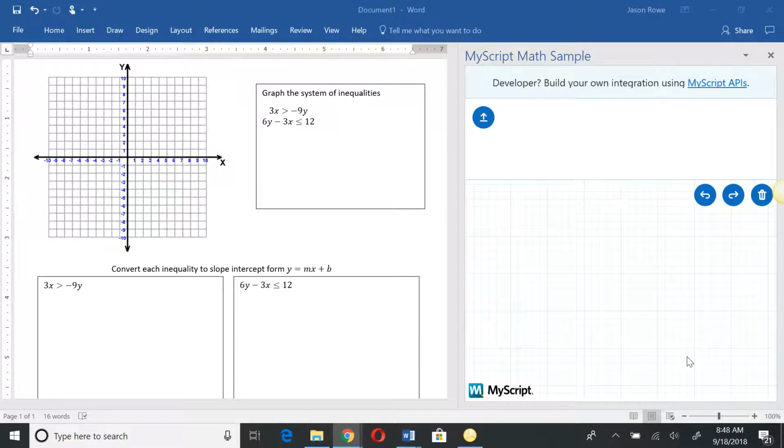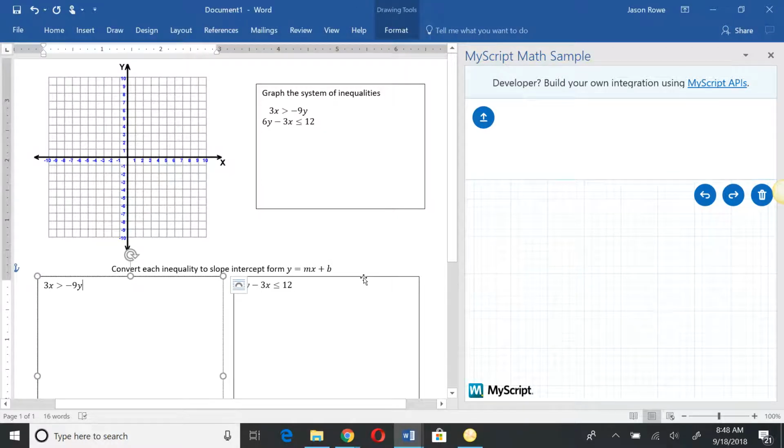So let's get started. What do we have to do here? We have this system. 3x is greater than negative 9y, and 6y minus 3x is less than or equal to 12. To graph, we want to treat these like equations and not inequalities. So we want to convert each to slope-intercept form. Recall that slope-intercept form is y equals mx plus b. So we're converting to y equals mx plus b.